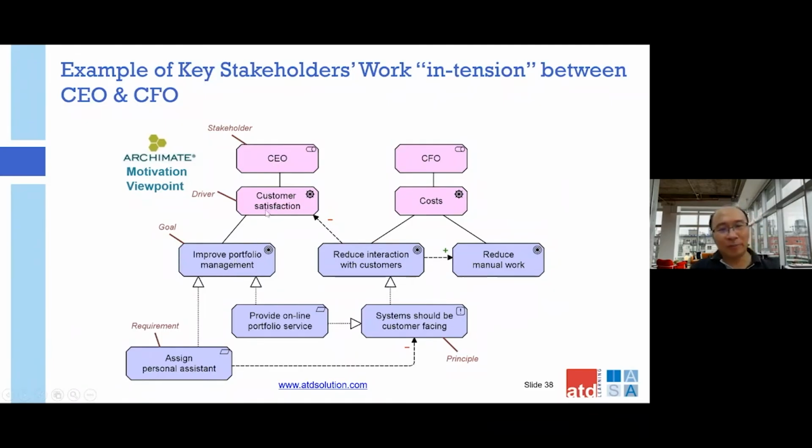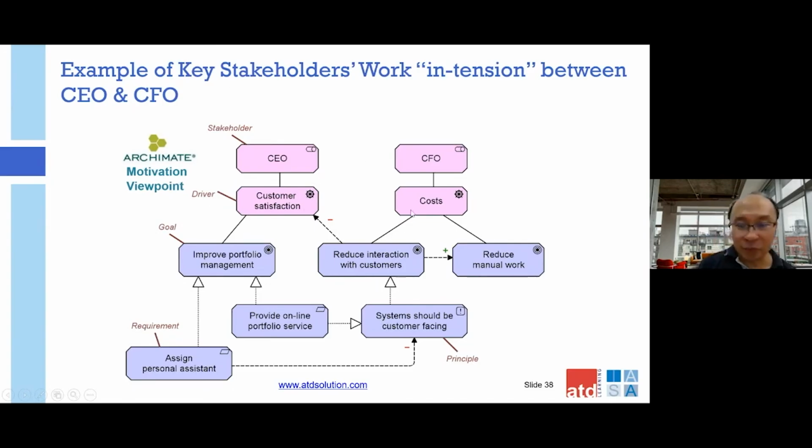And of course, the CEO mentioned that in order to do that, the CEO wants improved portfolio management. So basically, we need to have a profile of every customer and partner. For some of the high net worth individuals, we need to assign a personal assistant, and we need to provide an online portfolio service. And at the end, the system should be customer facing. So this is what we gather from the CEO.